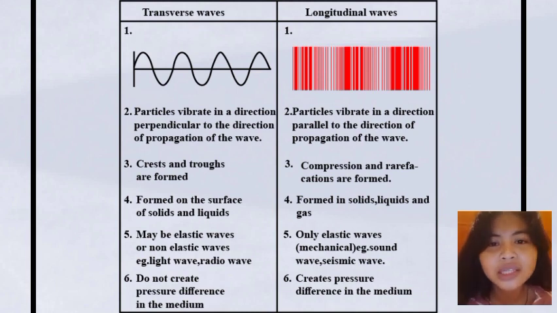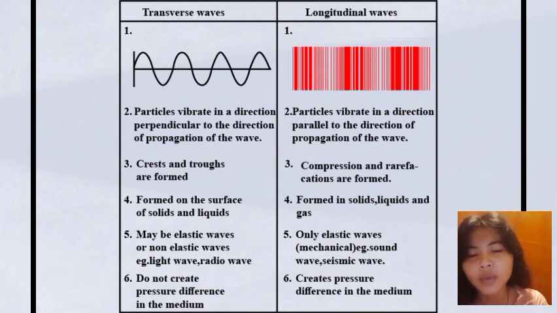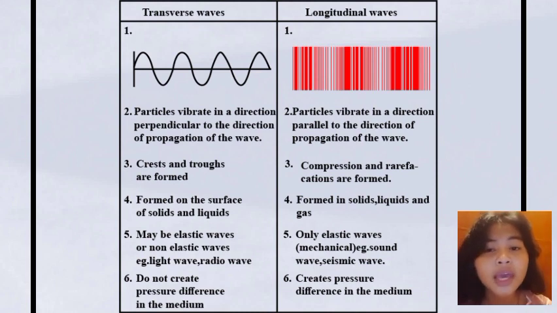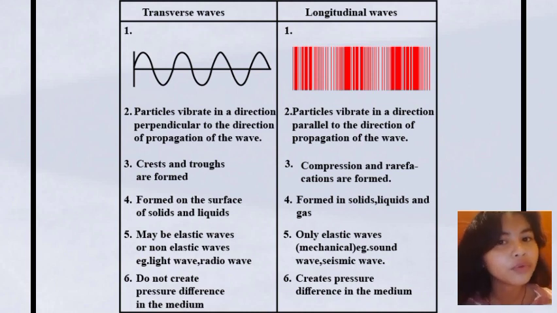As you can see in the very first difference, transverse waves have a uniform orientation. If the first wave behaves that way, the preceding wave will also behave the same as the first wave. However, in longitudinal waves there is a rarefaction site and a compression site, so they are really different from each other, right? So that's all for transverse waves and longitudinal waves.